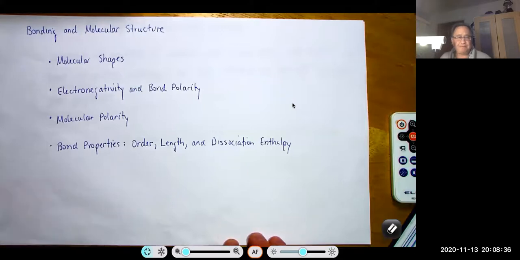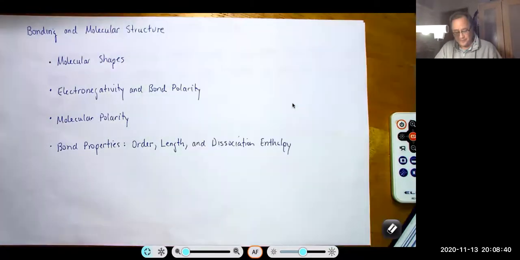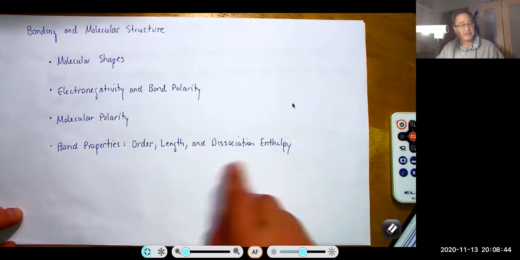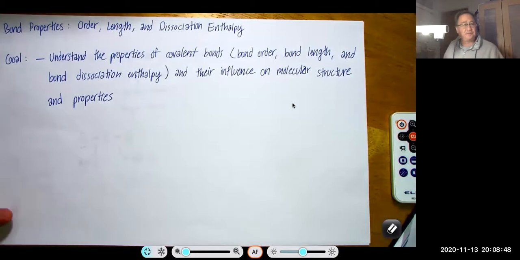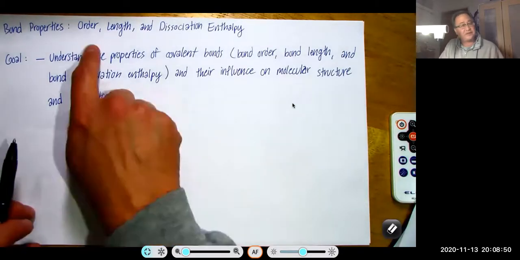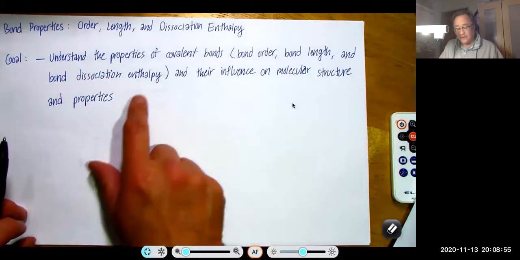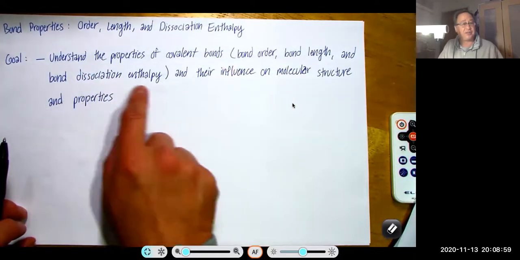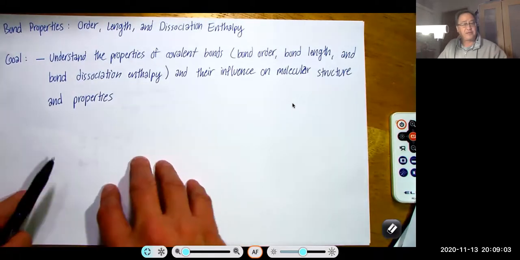Hello again. We're now going to look at the last lecture for this section, and it's going to be about bond properties, order, length, and dissociation enthalpy. The goal is to understand the properties of covalent bonds, bond order, bond length, and bond dissociation enthalpy, and their influence on molecular structure and properties.